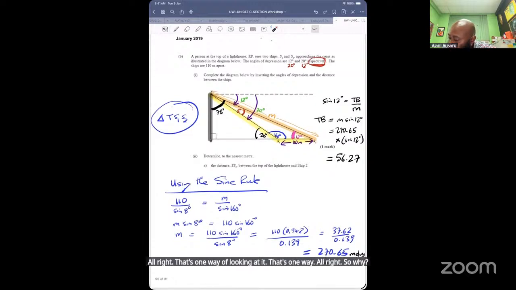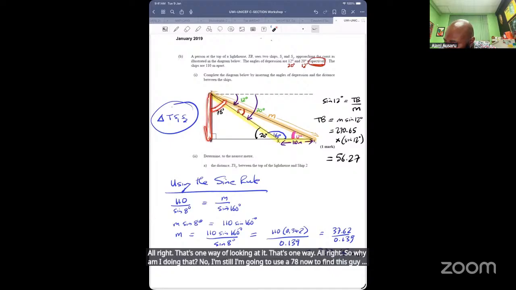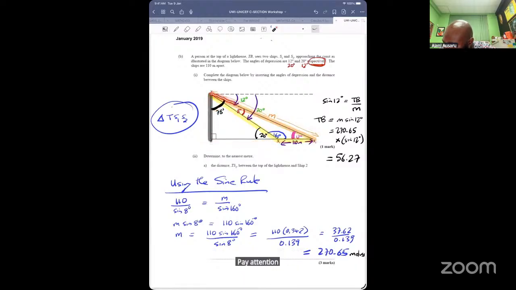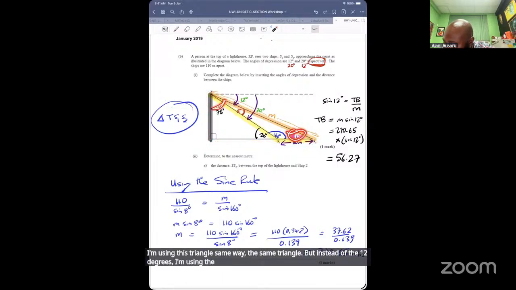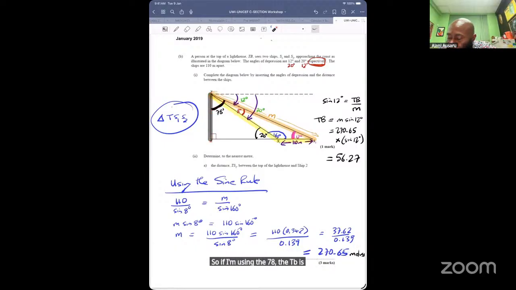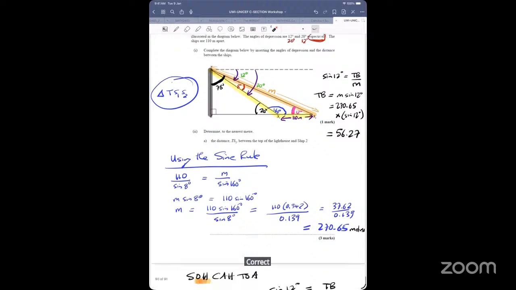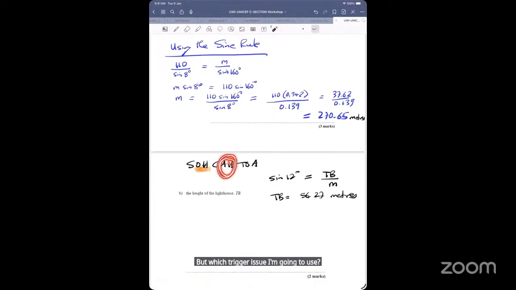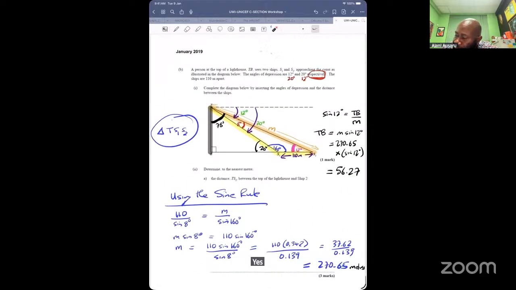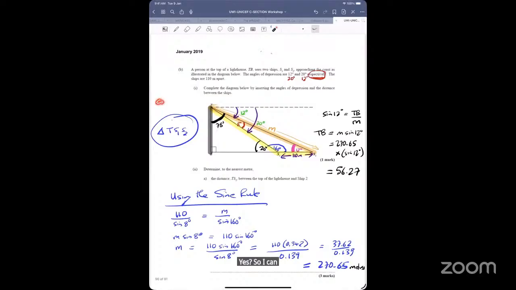So why am I doing that now? I'm going to use the 78 to find this guy here because I'm using this right angle triangle. Remember, I still have M. Pay attention now. I'm using the same triangle, but instead of the 12 degrees, I'm using the 78. You understand? Yes, sir. So if I'm using the 78, the TB is next to the 78, so it's adjacent, right or wrong? Correct. So which trig ratio am I going to use? Cosine. So I can say cos of 78 degrees.